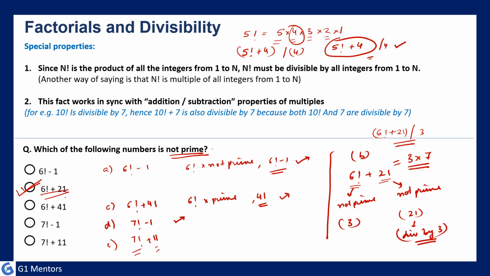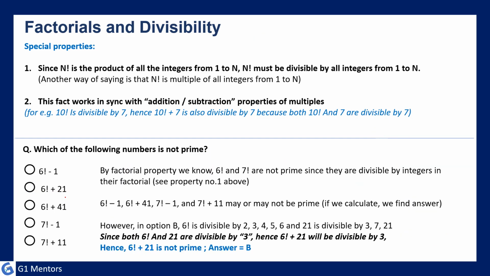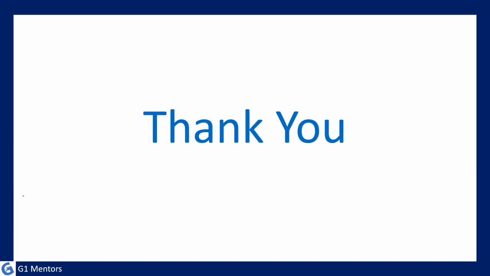So prime numbers is an important topic. If it gets combined with factors, multiples and divisibility rules, it becomes an important topic of GMAT, especially in harder problem solving questions and some of the data sufficiency questions as well. So to summarize, 6 factorial plus 21 is not a prime number since it is divisible by 3.